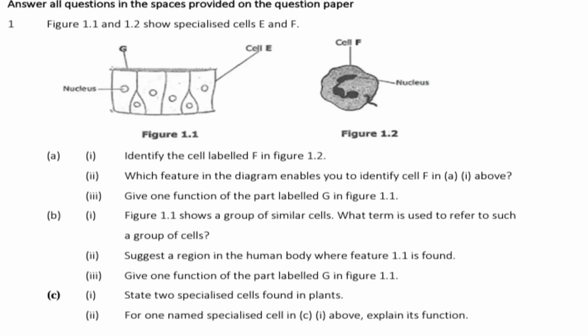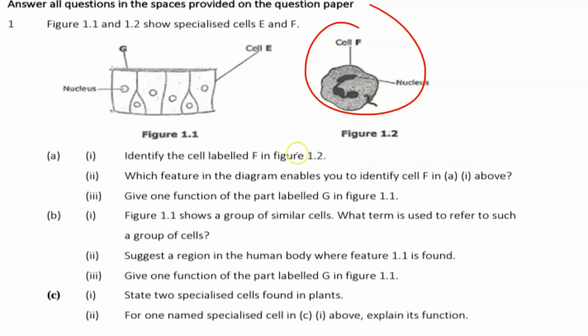Okay, so up to this other question. The question reads: figure 1.1 and figure 1.2 show specialized cells E and F. Identify the cell labeled F in figure 2.1 or 2.2. So they are asking us to identify this cell. Now, how do you identify this cell? Like I said, you need to study all these specialized cells, and I've given a list of these cells.